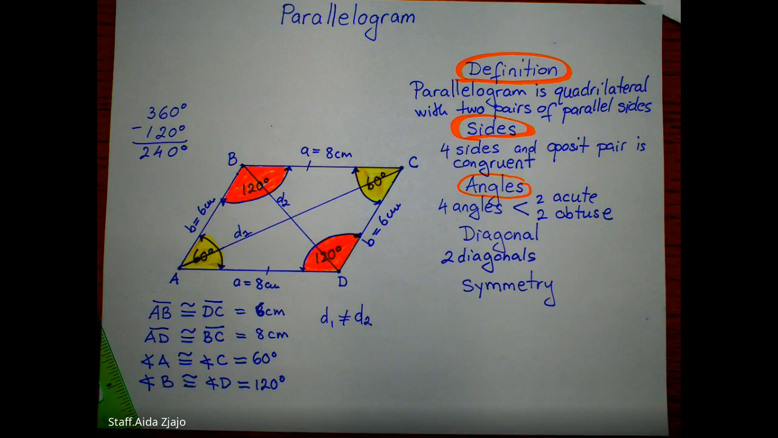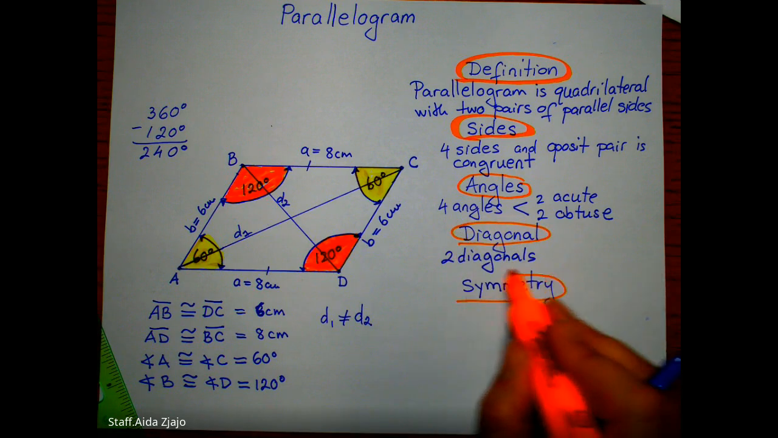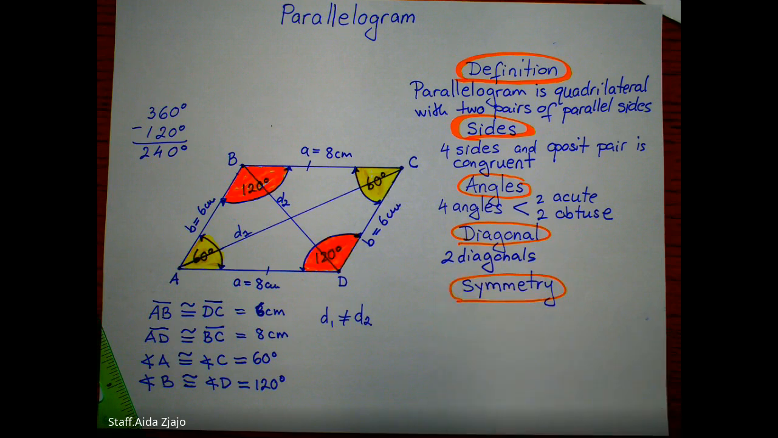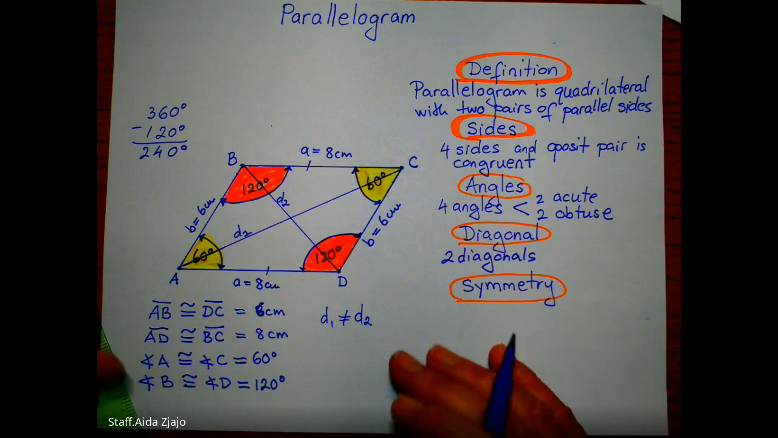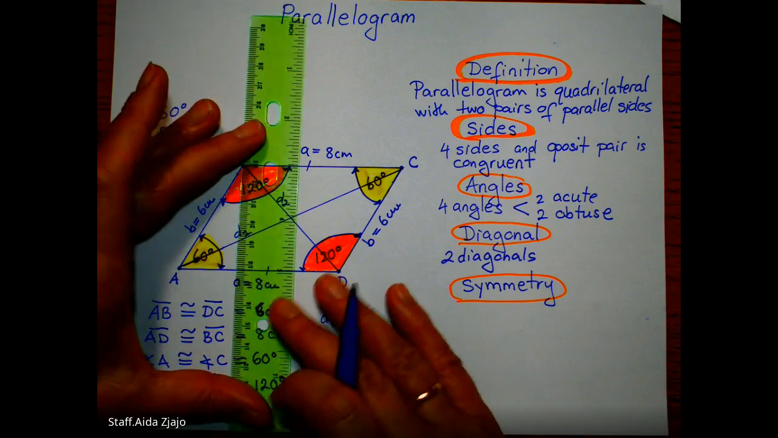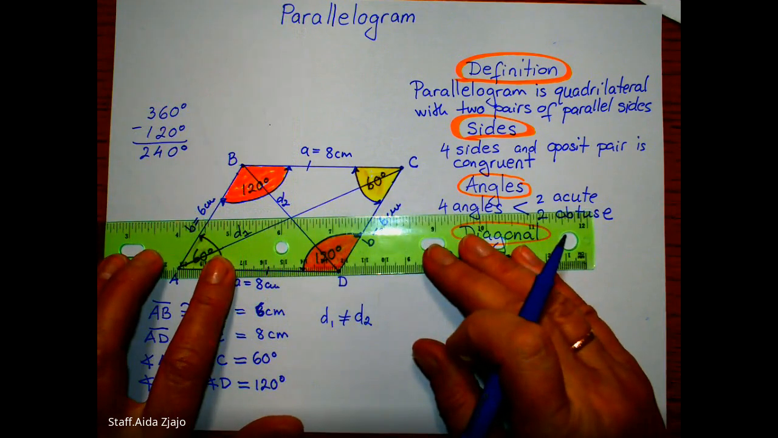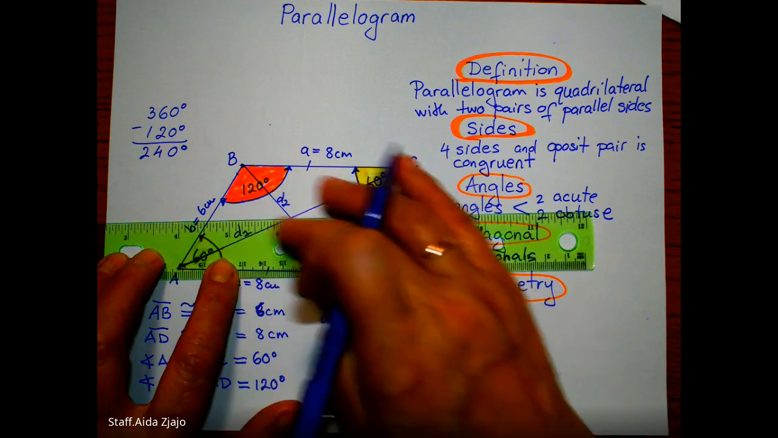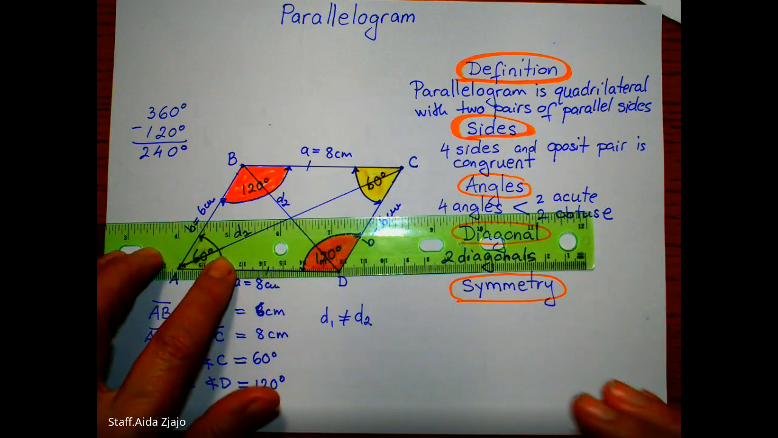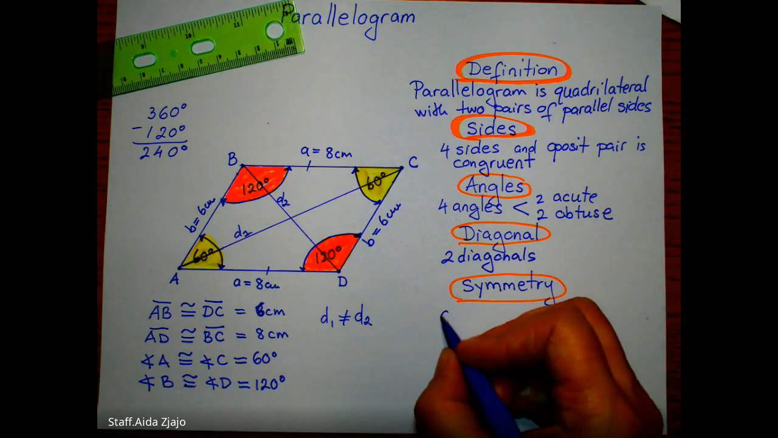If we talk about symmetry, we cannot cut this shape into two equivalent parts, so there is no line of symmetry. If I try to cut this way, this part is not the same. Even this way, if I cut through the middle, the top and bottom will not match. So there are zero lines of symmetry.